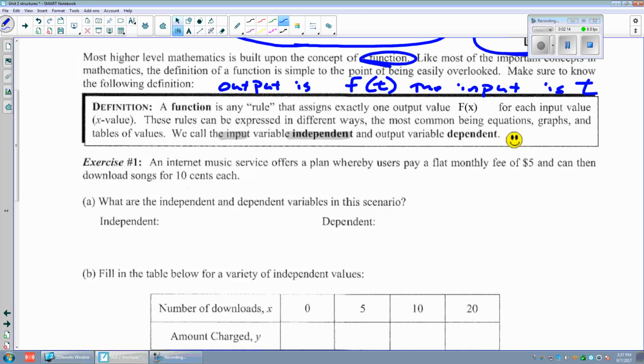If I choose to download 10 songs, I pay a buck plus the flat monthly fee. But if I decide then to really download 30 songs, I am going to pay $3, and then the fee. So the input is the number of songs or the downloads. The input is the independent. The dependent is how much it costs. If I download 30 songs, it costs $3 plus the flat monthly fee.